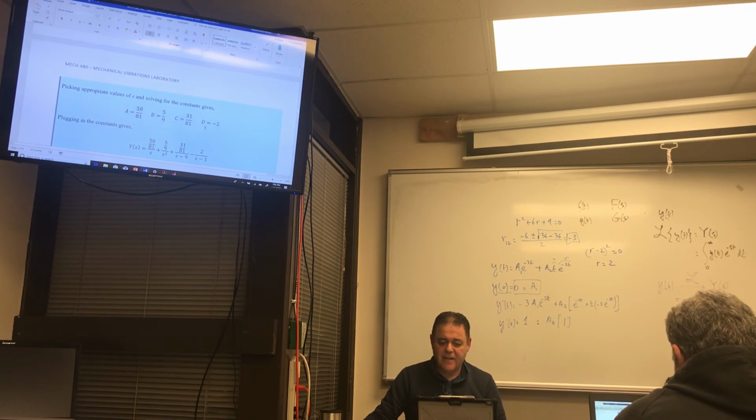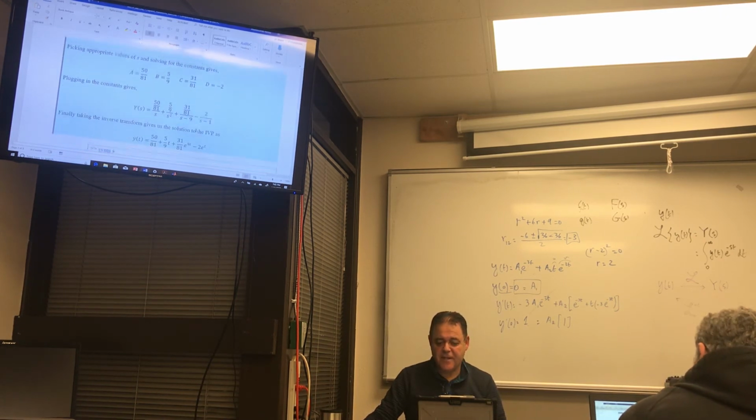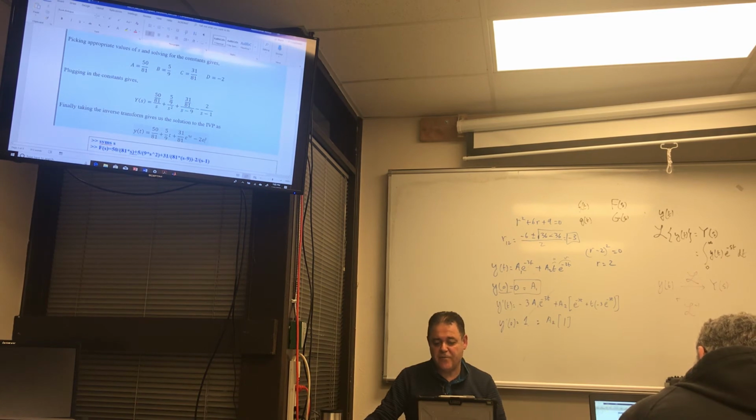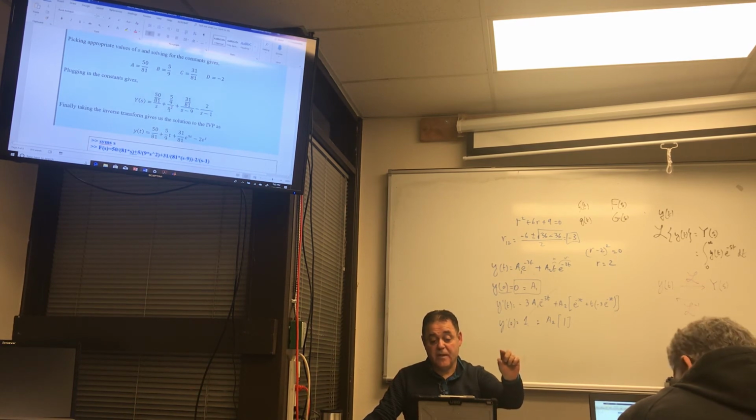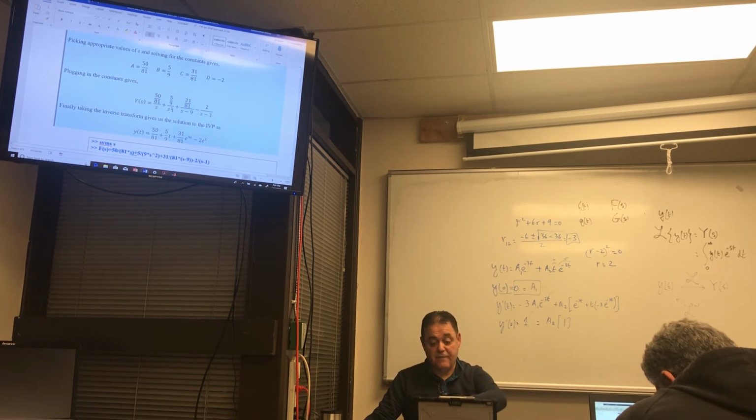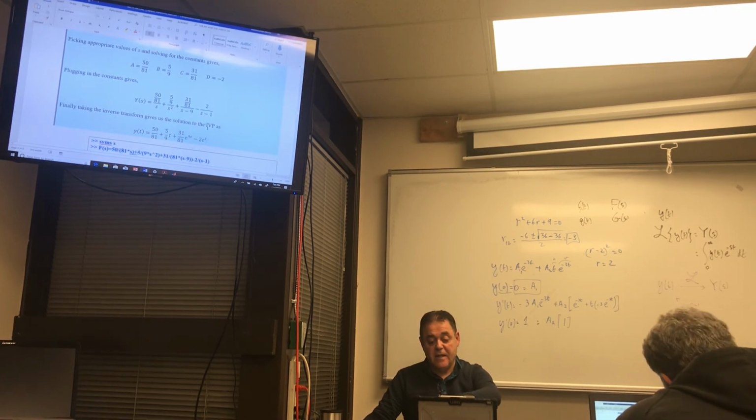But you get the constants. Once you get the constants, then it's an easy walk back to find the inverse transform. You get 50 over 81, 5 over 9 t. This is just from tables, because the inverse transform of 1 over s, you know what that is, it's just 1. The inverse transform of 1 over s squared is just t, that's why you have 5/9 of t. The inverse transform of 1 over s minus 9 is exponential 9t, and then s minus 1 is exponential of t.